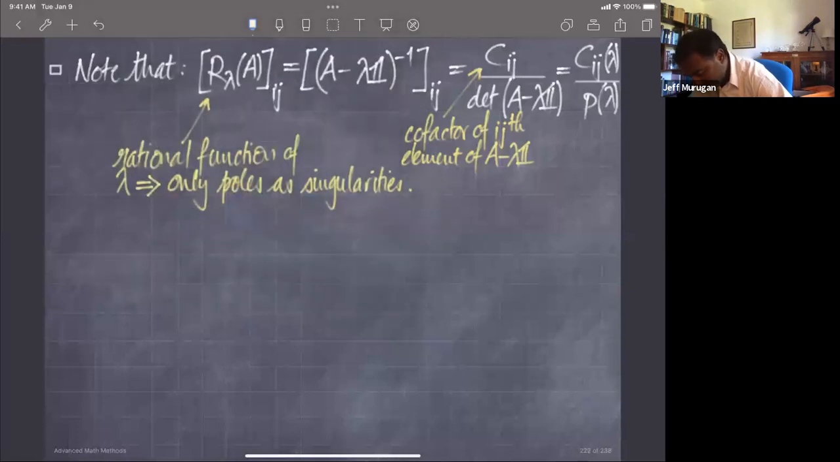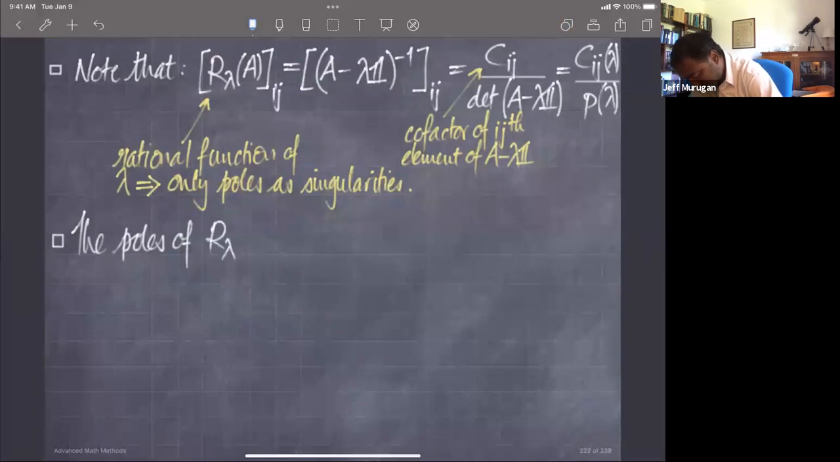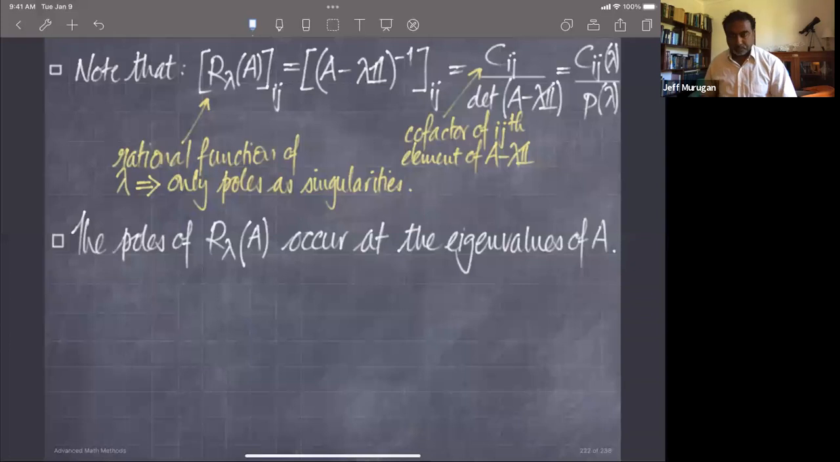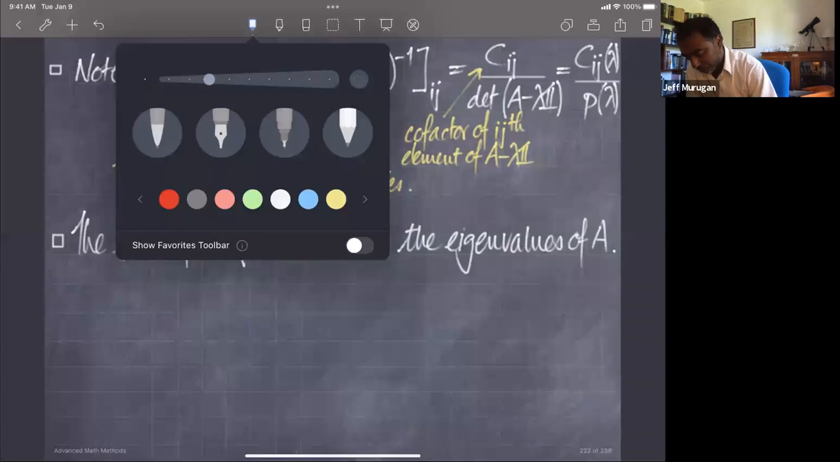So the poles, the singularities, of R lambda of A occur precisely at the eigenvalues of A. So let's take the complex lambda plane. Any questions about this, by the way?